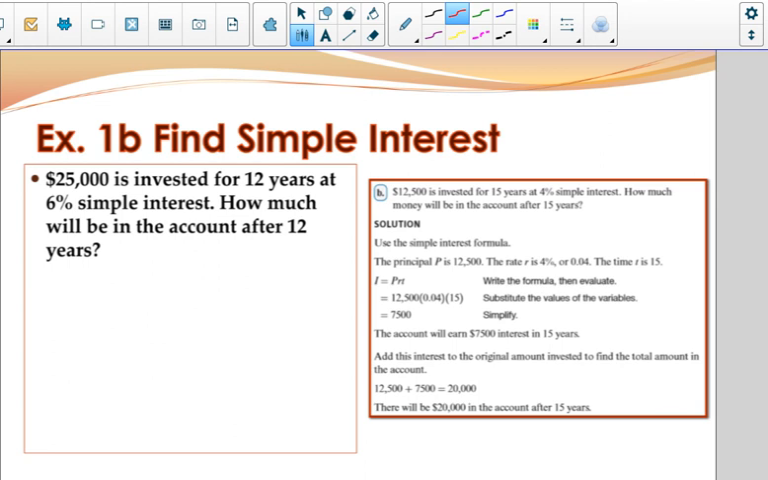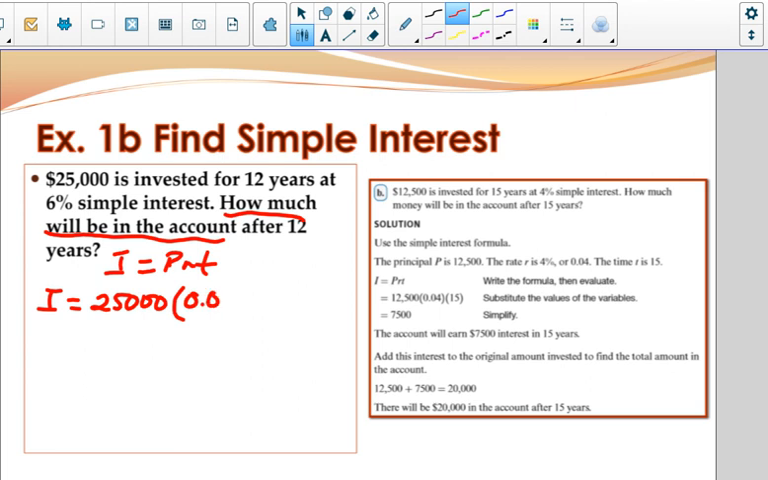Second example, the same type of problem. This time we want to know how much it will be in the account, not how much they're paying you, but how much is going to be in the account after 12 years. So I'm going to use the same formula, I equals PRT. We need to find the interest earned, but you're putting into the bank $25,000 this time, and the bank is going to pay you 6%, so 0.06, for 12 years.